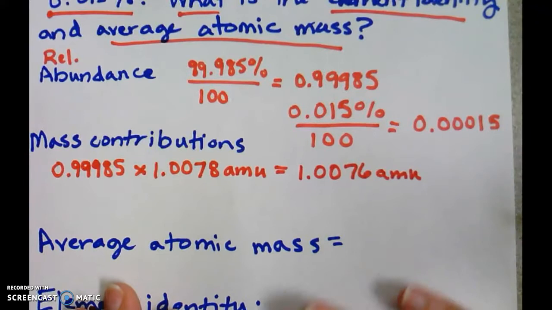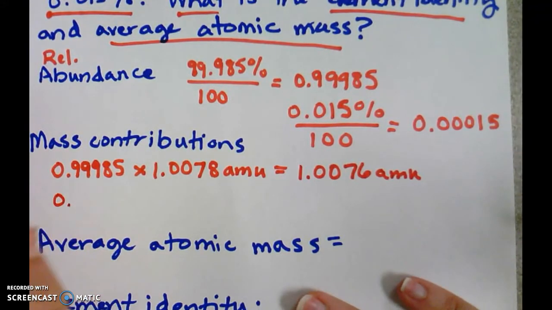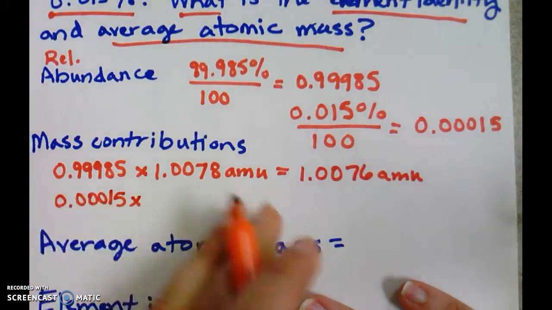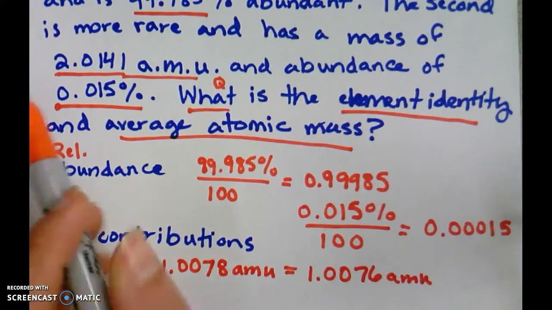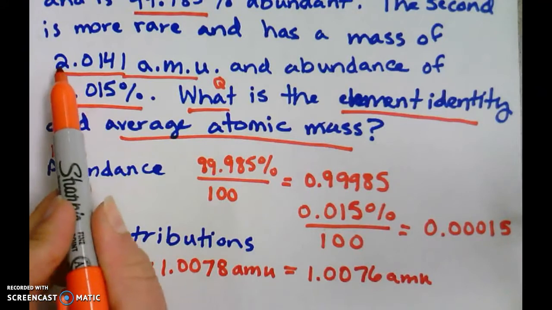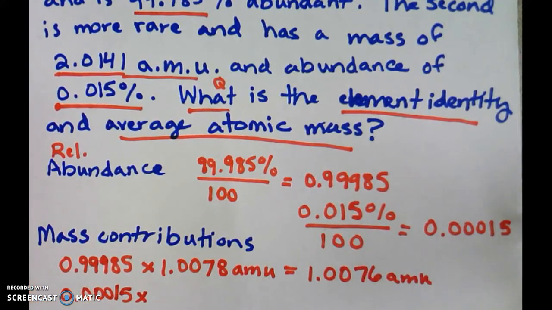Alright, the other isotope, we had a relative abundance of 0.00015, and if you look back up in the question, it has a mass of 2.0141. So I'll write that down here, 2.0141 AMU. The mass contribution we get from that isotope is 0.000.